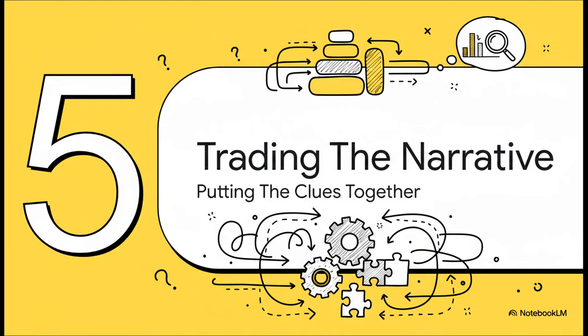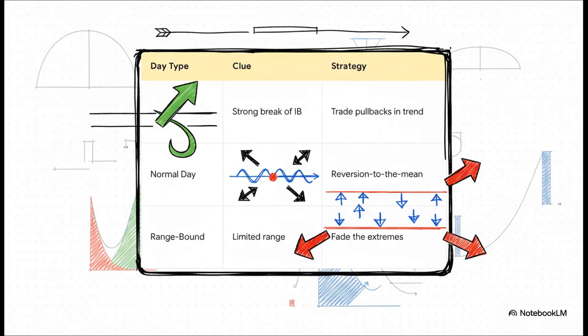So now we can start putting all these little clues together. See, it's not about using any one signal by itself. It's about combining them to understand the story, the narrative that the market is trying to tell us in real time. And this is how you match your strategy to what the market's doing. If you see a powerful break of that first hour range, it's very likely a trend day, so you trade the pullbacks. If the price is just hanging out inside the value area, it's a normal day, and you focus on trades that revert back to the mean. And if the range just isn't expanding at all, it's range-bound, and you go back to fading the extremes.